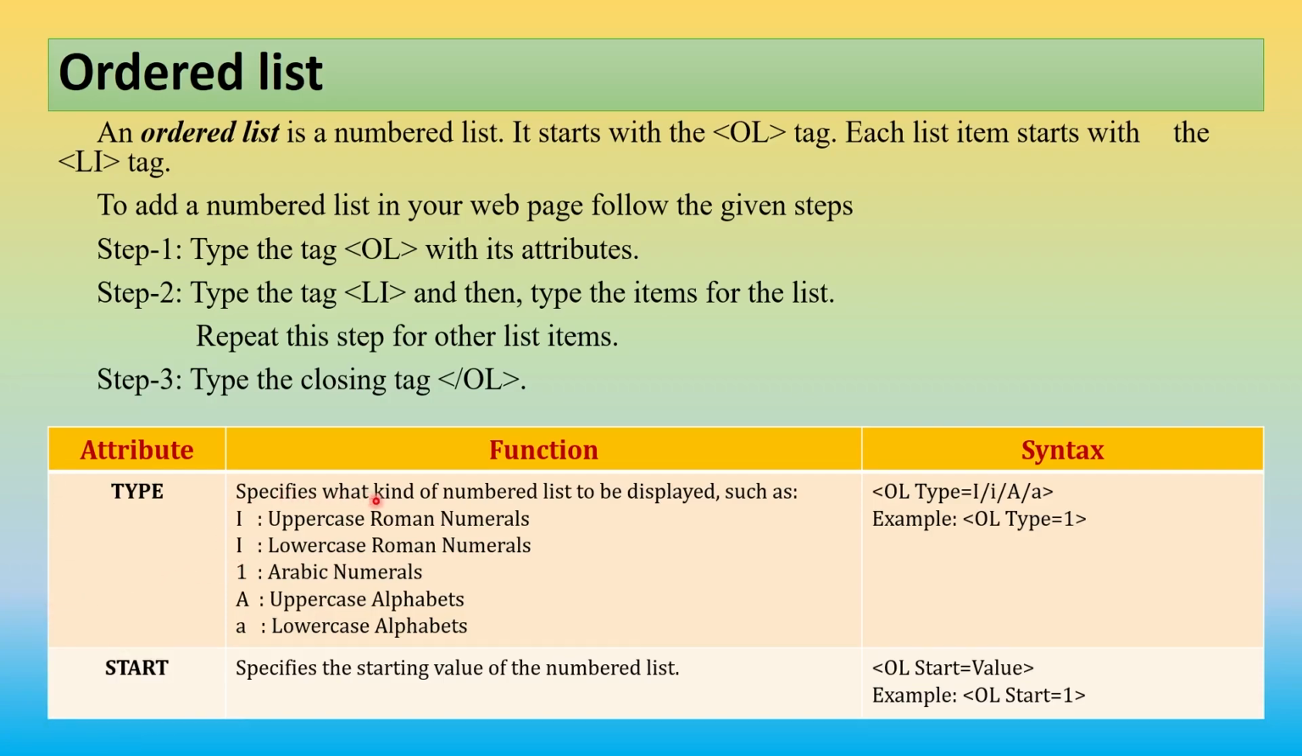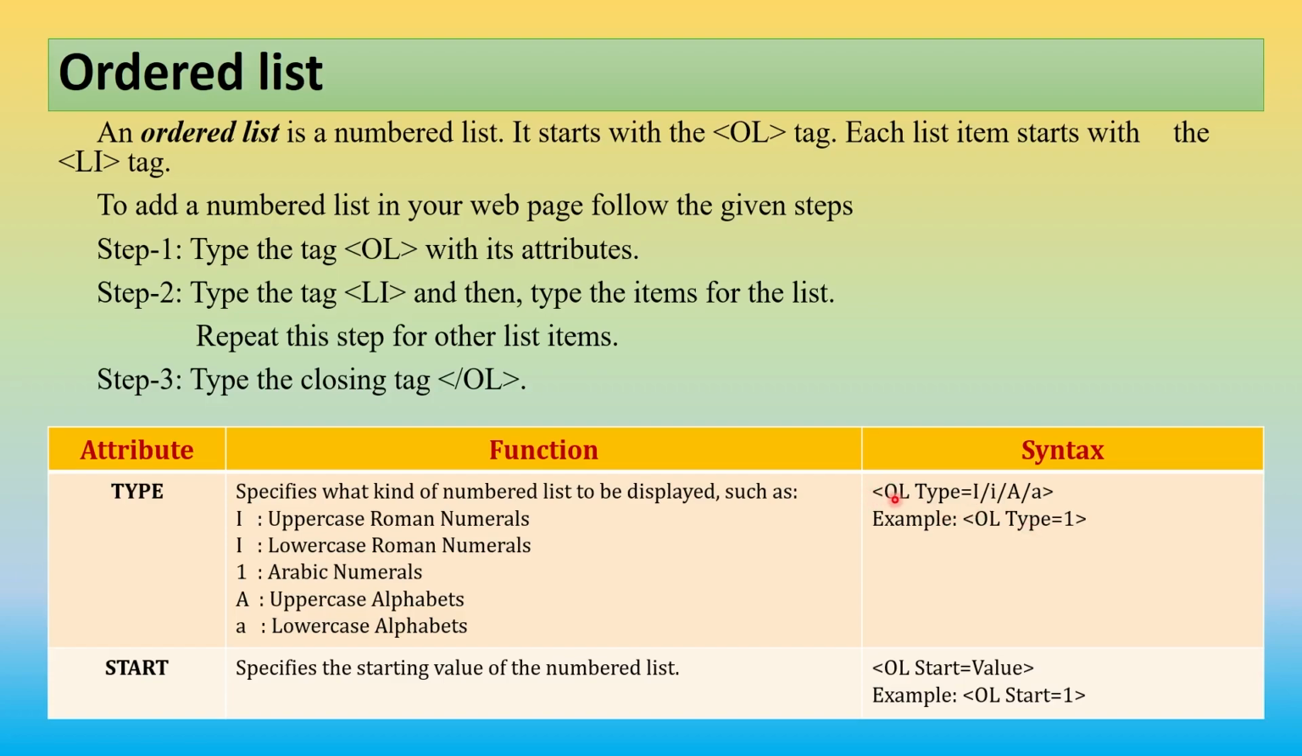Now type specifies what kind of numbered list is to be displayed. Like Roman numerals, small case Roman numerals, or Arabic 1 to 3, or uppercase alphabets A, B, C, D, or lowercase alphabets a, b, c, d. The syntax for writing this, syntax meaning the rule of writing program code, is as follows.